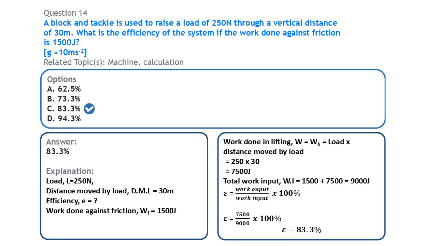Then we now use the formula for efficiency. Efficiency is equal to the work output, that is the work done in lifting the load, which is 7500, over the work input, which is the sum of the work done in lifting the load and the work done against friction, that is 9000, multiplied by 100. So these two zeros will cancel out here. We have 75 divided by 90, that will be 0.8333, multiplied by 100, and you are getting 83.3%.